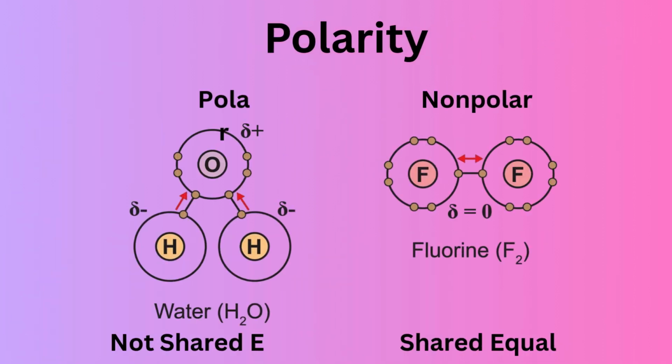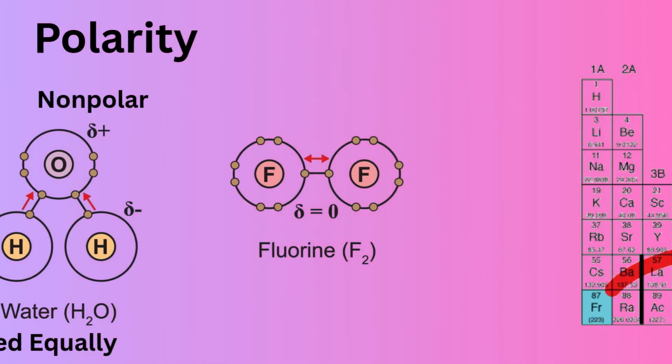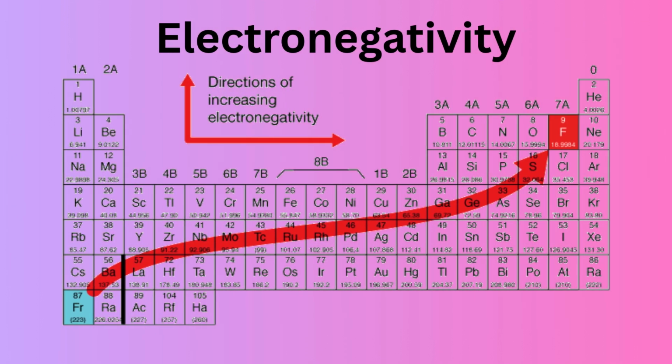What's the difference there? It's about how equally those electrons are shared. In a nonpolar covalent bond, the electrons are shared perfectly evenly. This usually happens when the two atoms are the same, like in oxygen gas, O2. But in a polar covalent bond, the electrons are not shared equally. One atom pulls on them more strongly. That's because of electronegativity, right? How strongly an atom attracts shared electrons. So the more electronegative atom has a slightly negative charge, and the other atom has a slightly positive charge.